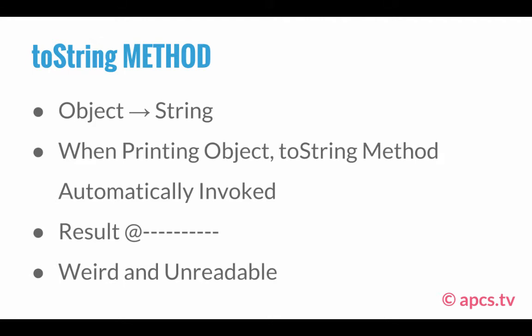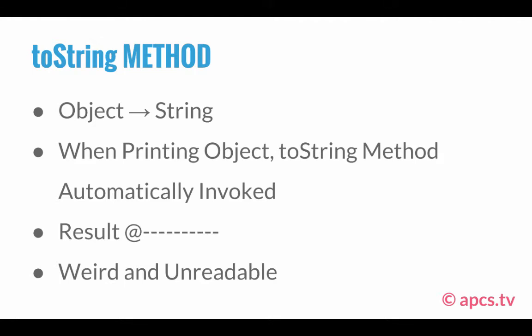What the toString method does is it basically converts an object into a string, so to speak. When you are printing an object, the toString method is automatically invoked. Whenever you're printing out an object, whether you like it or not, the toString method is automatically run.